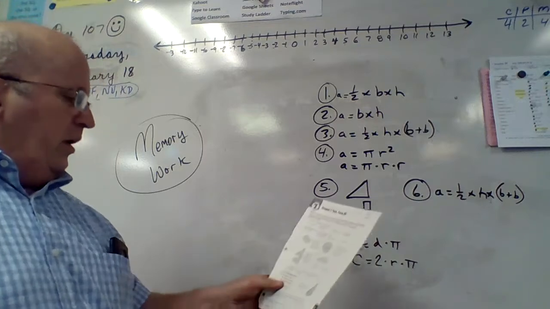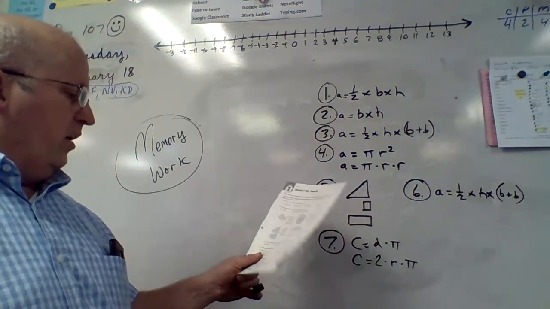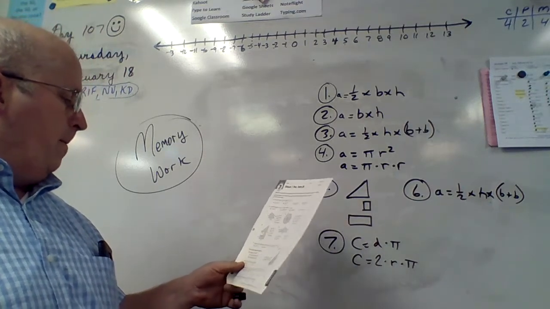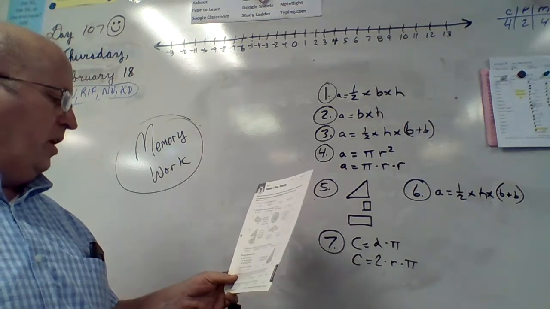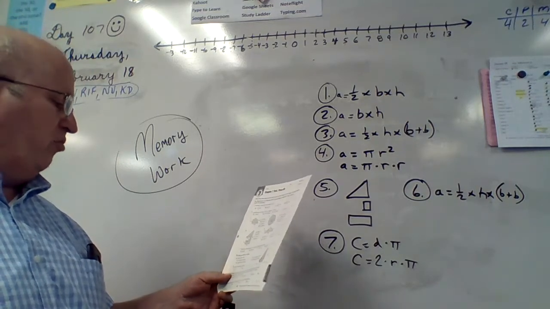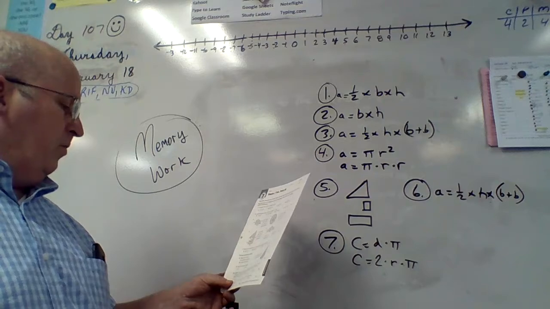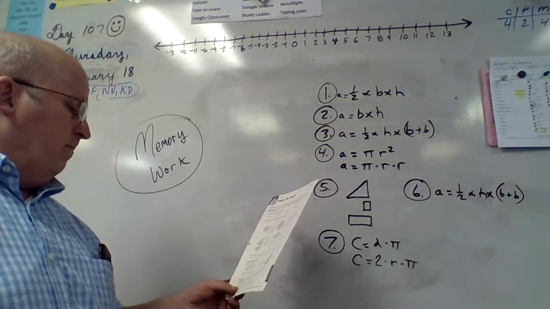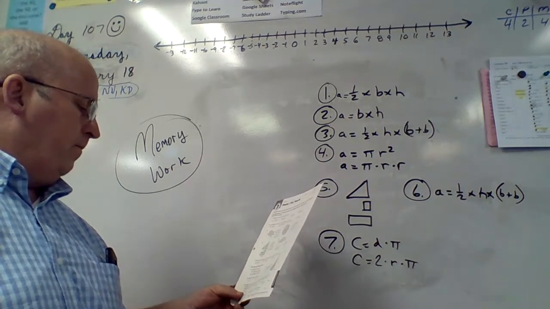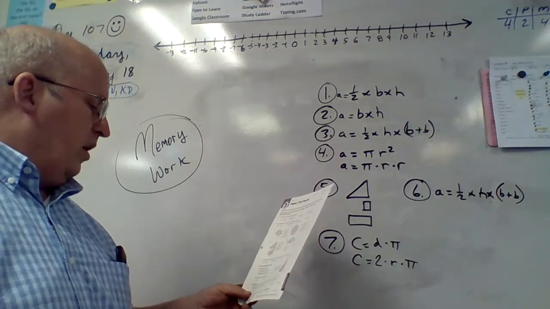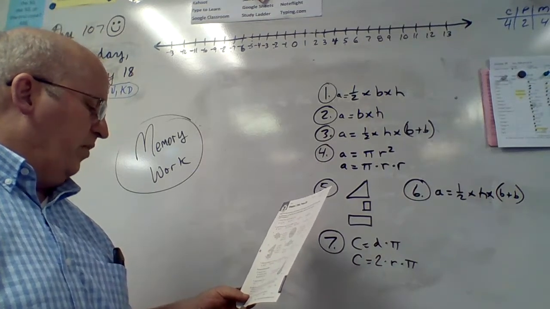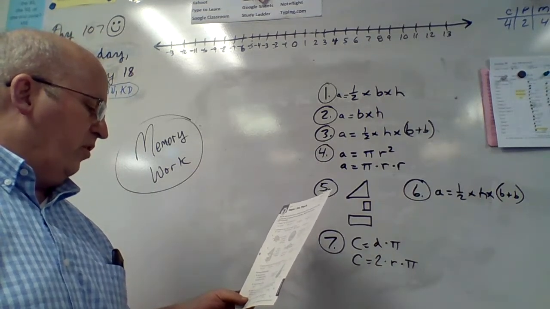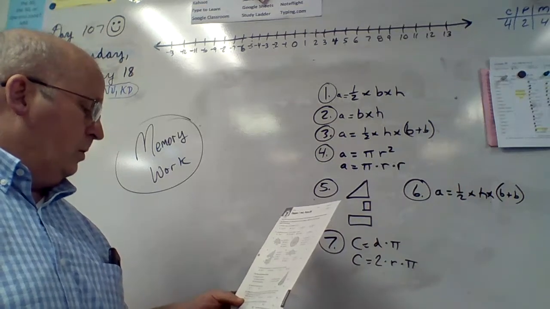How about number 8? Well, they're just asking you to recognize that shape. Number 9, they're asking you to name the number of edges that that shape has. Number 10, they've got a bunch of boxes there, and they want you to find the surface area of those boxes.